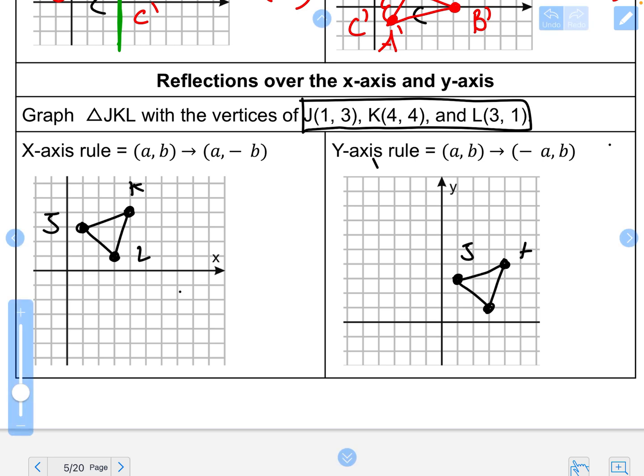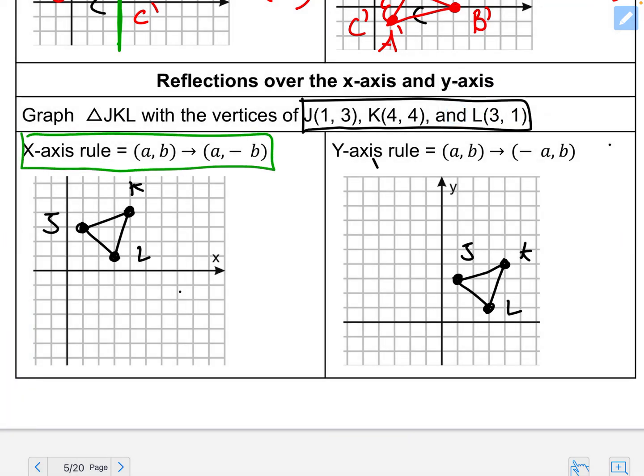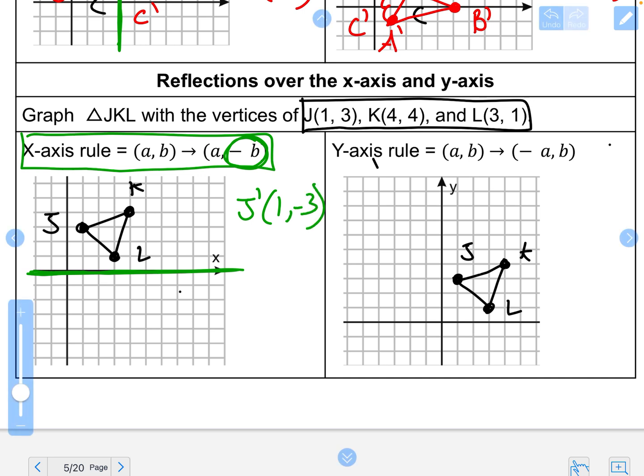Our rule for the x-axis is we simply make the y value negative. So if we're going to reflect across the x-axis, and I know that J is 1, 3, J prime is simply going to become 1, -3. And if we notice, it's 3 away and it's 3 away. K is 4, 4, so it's just going to become 4, -4.